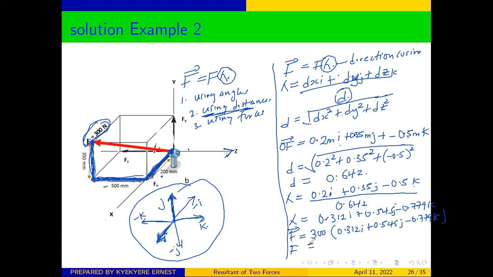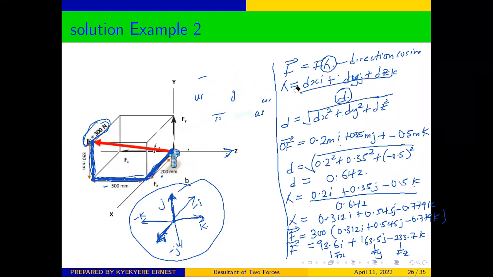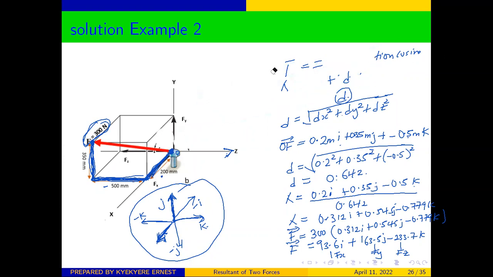Then from here, we can simply get our F. Our F will be equal to 93.6i, which represents the X component of our force, then 163.5j, which represents the Y component of our force, and negative 233.7k, which represents the Z component. So this represents our F of X, F of Y, and F of Z. Now we have been able to represent our force in the component form, or in the vector form. So this is how you can determine the force in the component form using the distance on the x-axis, the distance on the y-axis, and the distance on the z-axis.